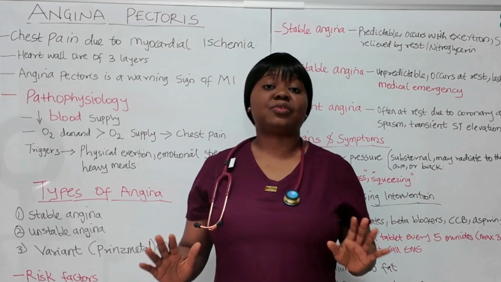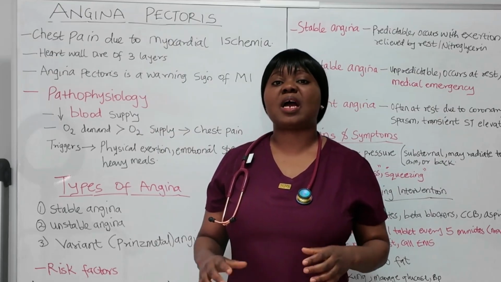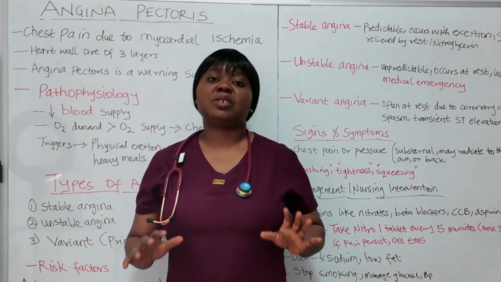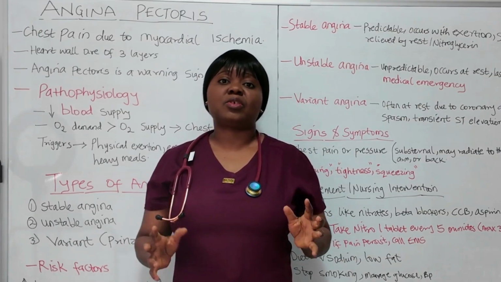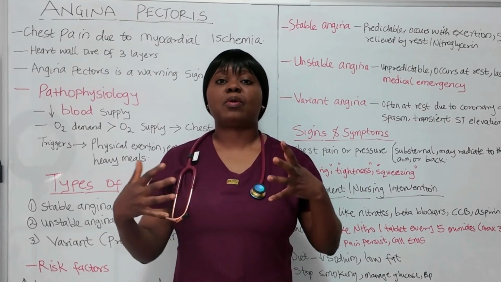The heart has three layers. We have the endocardium, which is the innermost layer, the myocardium, which is the middle layer that really does the action of pumping blood, and the epicardium, which is the outermost layer, and that includes the pericardium. The myocardium is made up of involuntary and striated muscles that contract rhythmically to pump blood.